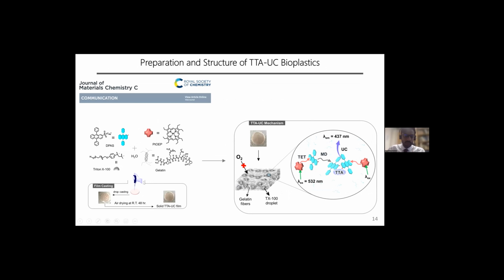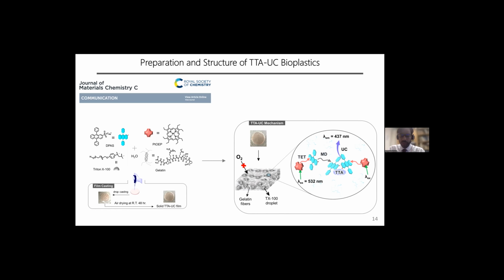So these were the components actually. I used diphenylanthracene sulfonate as an annihilator, platinum octaethyl porphyrin as a sensitizer, Triton X-100 as a liquid surfactant, and gelatin as a protein. When I cast this solution and evaporated the water, it resulted in the formation of a nice film. And this is the structure of the film. You can see that the isolated droplets of Triton X-100 containing chromophores are acting as a reservoir for the chromophore dispersion. Moreover, the thick fiber network of the gelatin, the protein, is preventing oxygen inflow into the chromophore region.